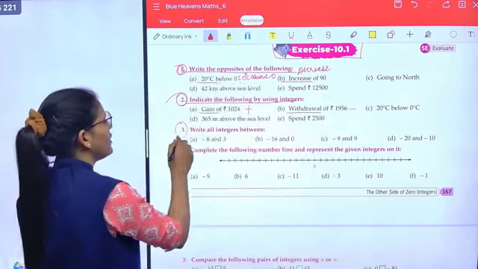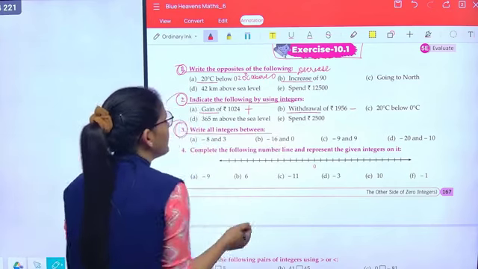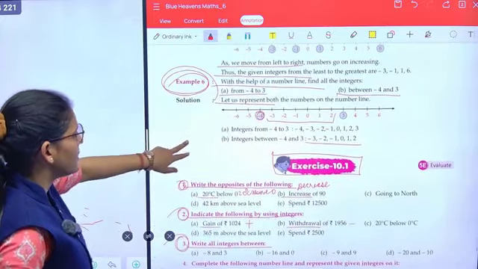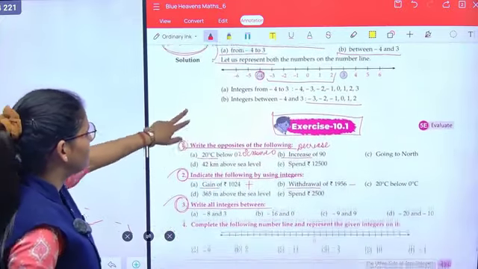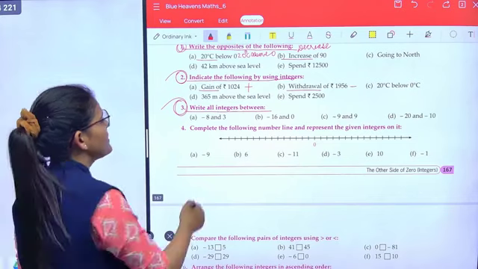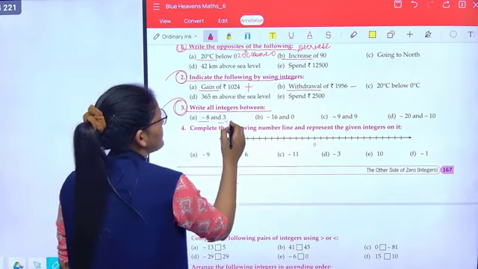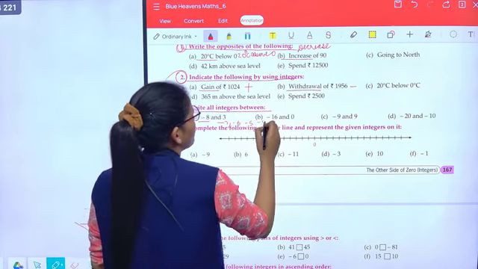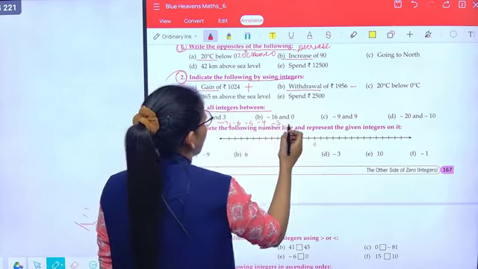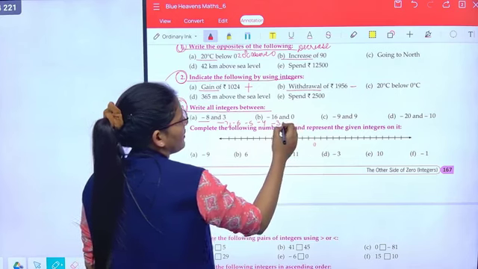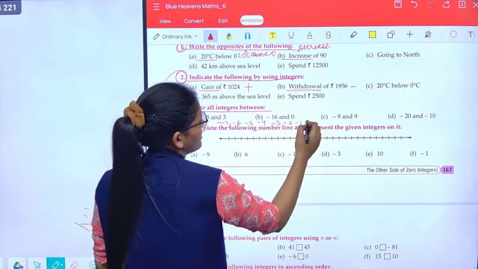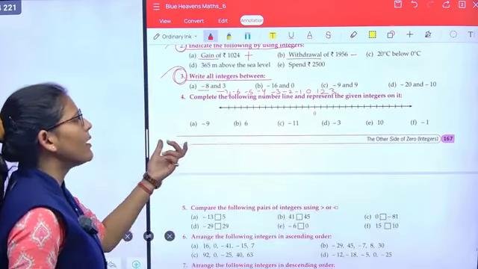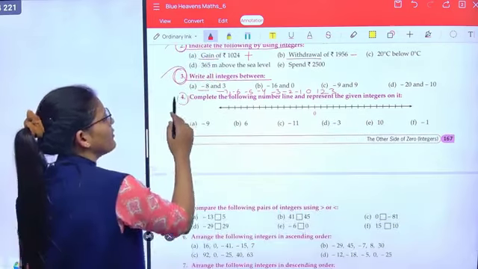Question number 3. Write all integers between -8 and 3. Thus you can see, between -8 and 3 it is -7, -6, -5, -4, -3, -2, -1, 0, 1, 2. Understand class? Solve the parts, do yourself.